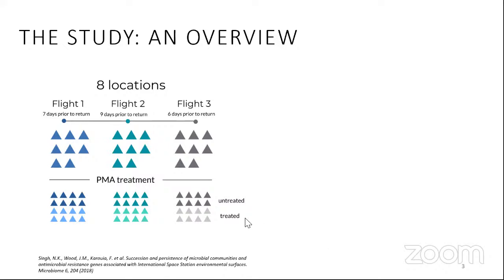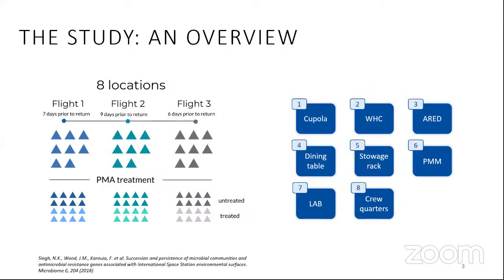Okay, so they were brought to Earth's surface. And the other thing is, as you see on the right, these are the 8 locations that were sampled on the ISS. The locations from 1 to 4 are the ones that were frequented by the crew members. Here WHC refers to the waste and hygiene compartment, and ARED is essentially the exercise area.